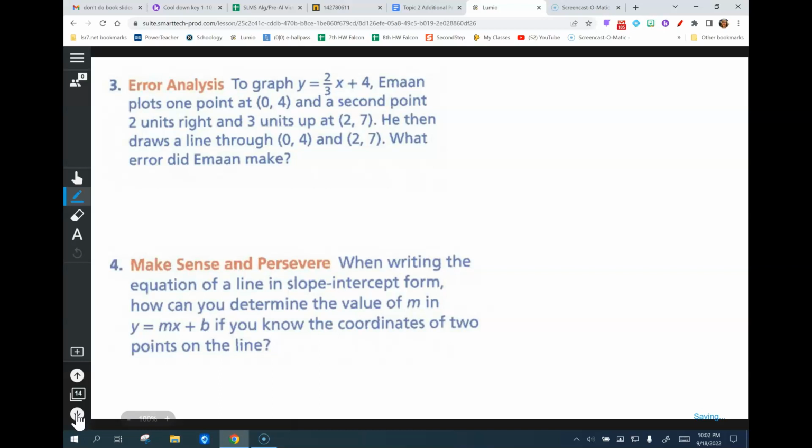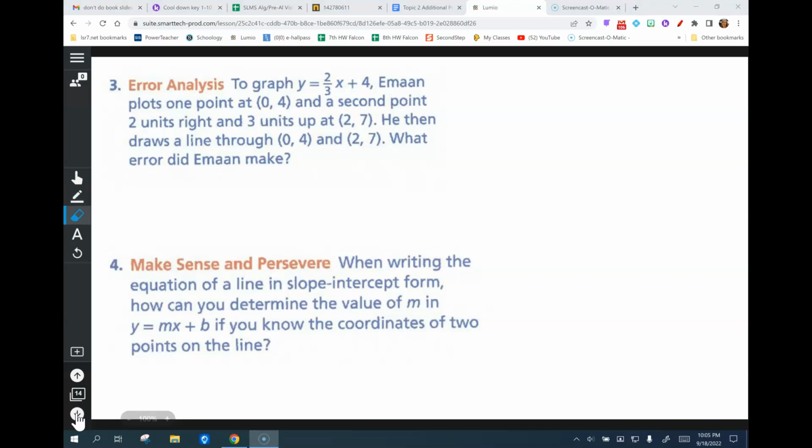Error analysis. Oh, I love error analysis. To graph y equals 2/3 x plus 4, Aman plots one point at 0,4 and a second point 2 units right and 3 units up from 2,7. He then draws a line from 0,4 to 2,7. What error did Aman make?